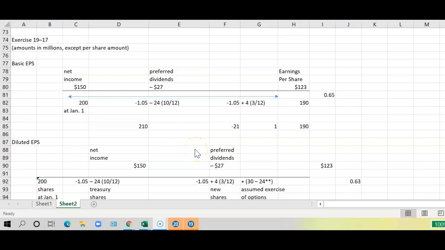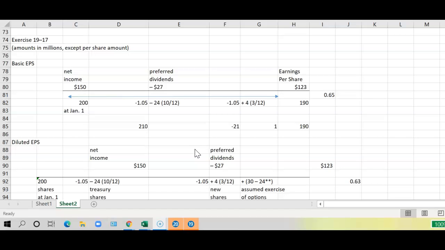I would now like to review exercise 19-17, and we will be building on information that we used to calculate basic earnings per share in exercise 19-16. We are now going to calculate the basic earnings per share, but also the diluted earnings per share. Diluted earnings per share, in the calculation, we can consider the potential number of shares that could be outstanding.